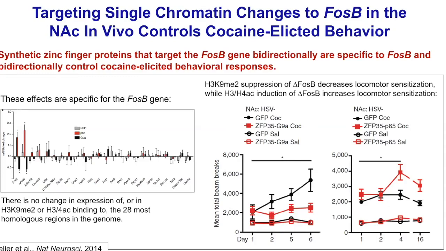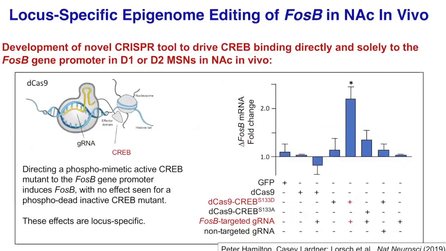So one step further, however, is what about Creb? Can we bring a transcription factor to the FOSB gene and study what happens? The answer is yes. This is work done by Casey Lardner and Peter Hamilton. What they did, building on a method that was in Jack Lorsch's recent publication last fall. They used CRISPR. CRISPR offers a way to target a dCas9 protein to a specific gene using a complementary guide RNA. They fused Creb to the dCas9.